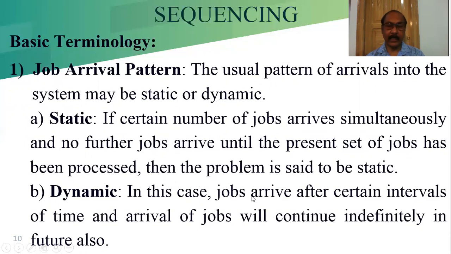Dynamic model. In this case, jobs arrive after a certain interval of time, and the arrival of jobs will continue indefinitely in future also. When a job is arriving and being performed on a machine, in a finite time interval, or jobs can arrive continuously in a time interval, then it is called dynamic. That means we do not know when the jobs will come to be performed on the machines, and that may be in a certain time interval.